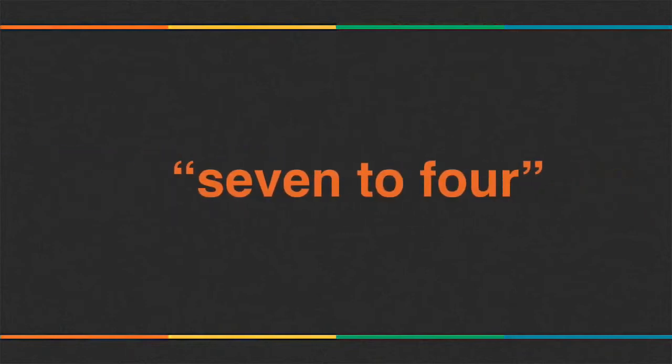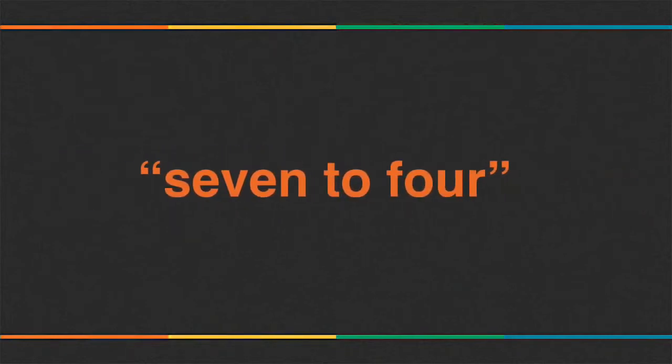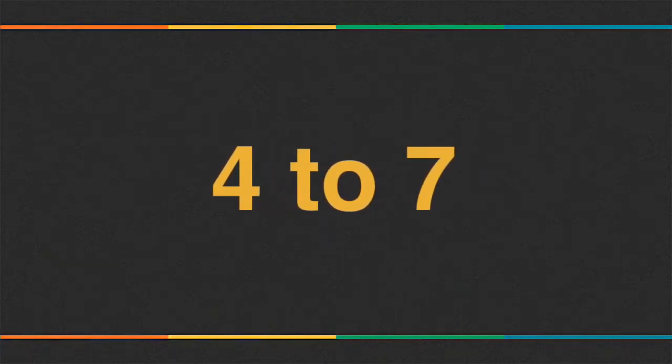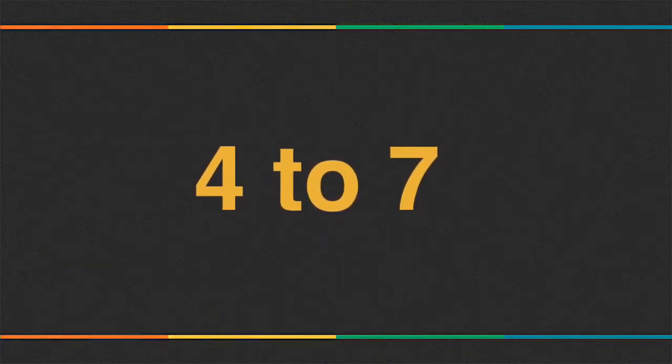We read it 3 to 2. And here's a ratio written out in words, 7 to 4. And here's a ratio mixed with words and numbers, 4 to 7. Each of these is a pair of quantities that are being compared.